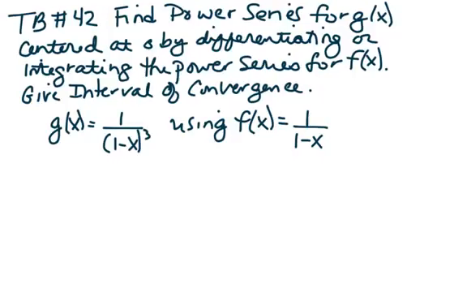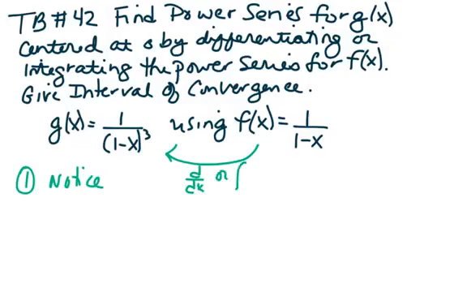So the first thing you need to do is take notice that g of x is a multiple of the derivative for f of x. So you really want to examine f of x and see if you can get to g of x by taking the derivative or by integrating. Okay, but you got to go this way. You got to go from f of x to g of x, either by differentiating or integrating.